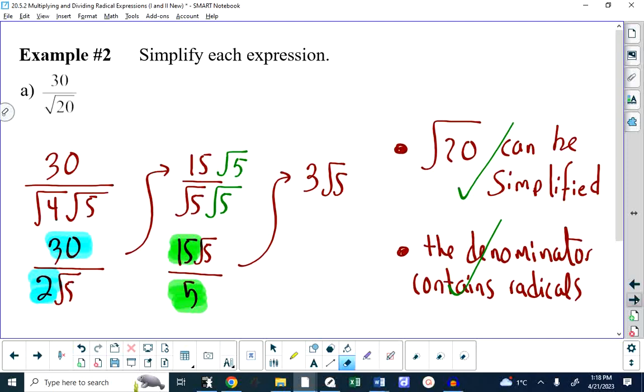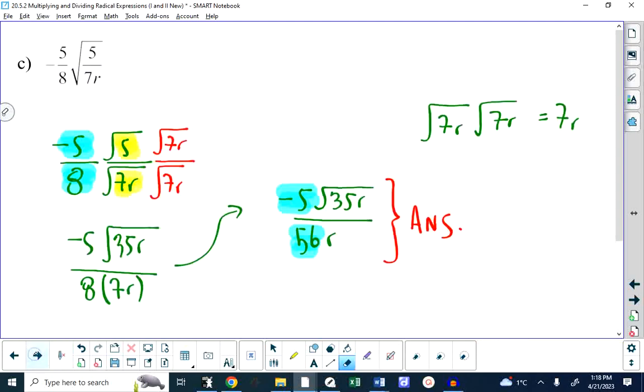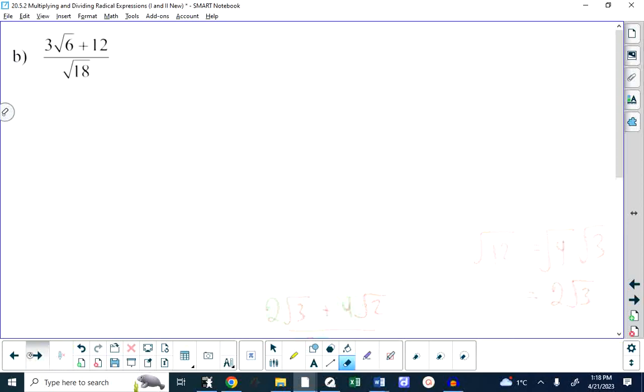I forgot to clear this. Root 20 is on the bottom. We have 30 on the top, so we have to get rid of the root 20. Give me a second. I thought I had saved this, but clearly I didn't.